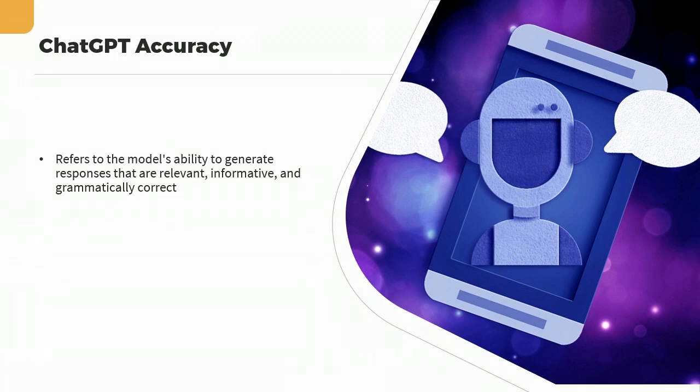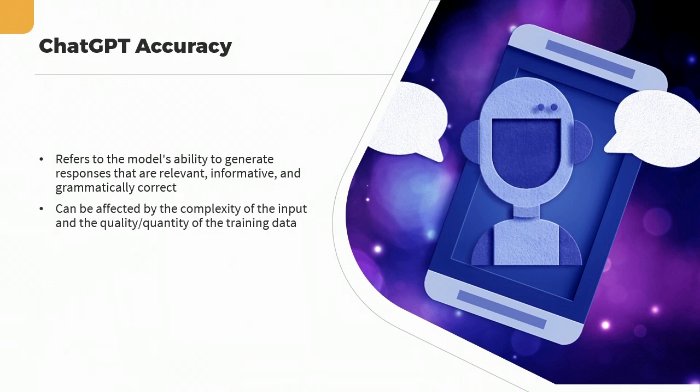And ChatGPT responds with Paris, then the model is said to have achieved a high level of accuracy for that particular input. Aside from the algorithm used, the accuracy of ChatGPT can be affected by the complexity of the input, as well as the quality and quantity of the training data. Therefore, it's important to continually evaluate and improve the model's accuracy over time to ensure that it provides the best possible user experience.